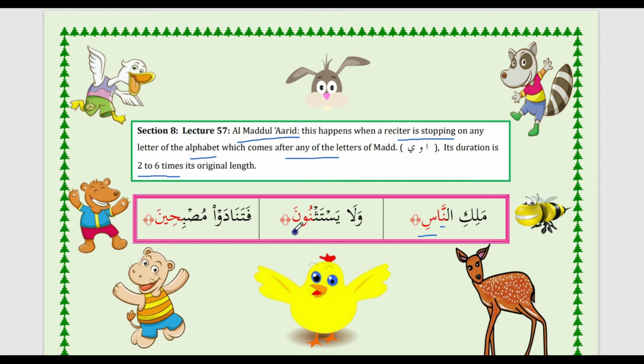Here, the reciter is going to stop on the last letter, which we have here noon, and the noon comes after a letter of mad, which is waw. And we have to stretch that mad sound 2 to 6 times. So we say wala yastathnun, wala yastathnun, or wala yastathnun, 2 to 6 times.